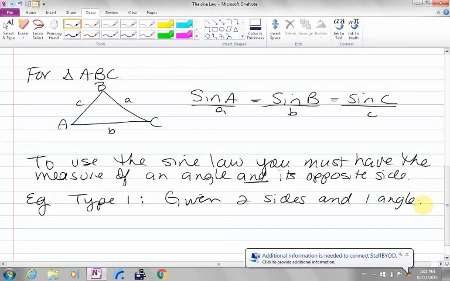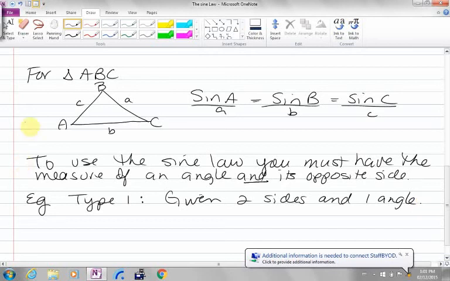You could have all 3 angles in a triangle, and you couldn't use the sine law to solve it. You'd have to use the cosine law, which we'll learn in a couple of days. So you're right, just an angle and a side isn't sufficient to solve the whole triangle. You need one more piece of information. Thank you, that's a good point of clarity.